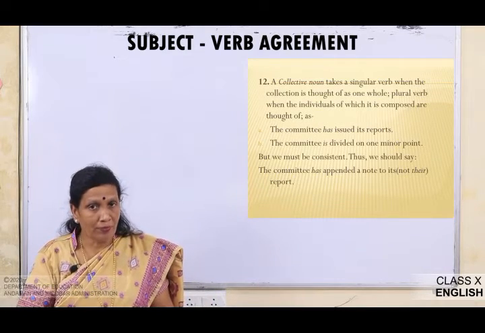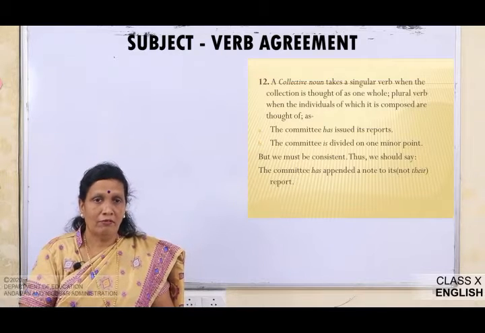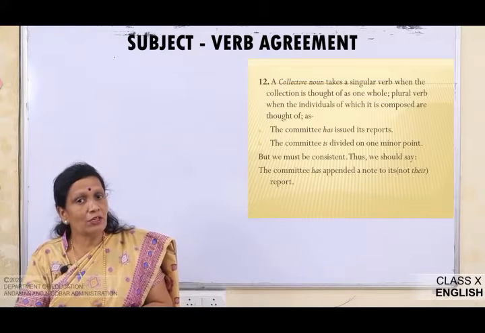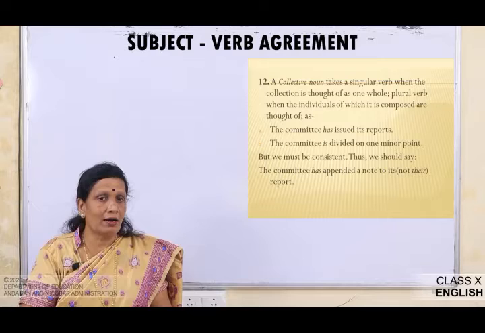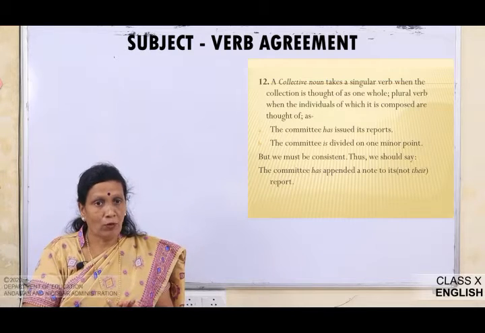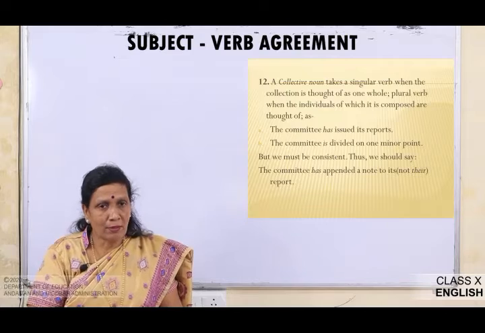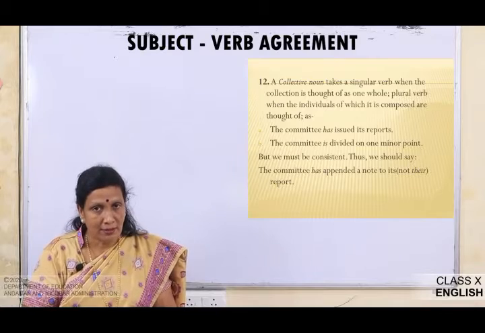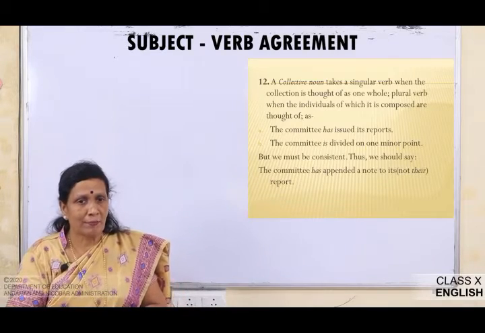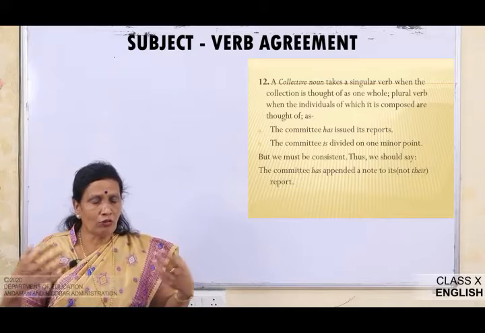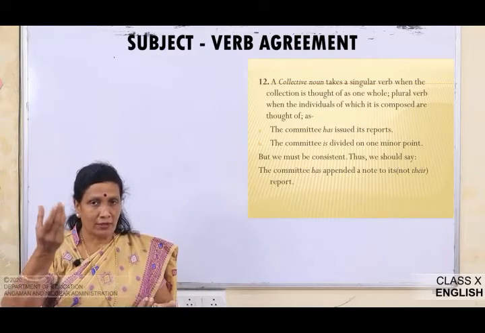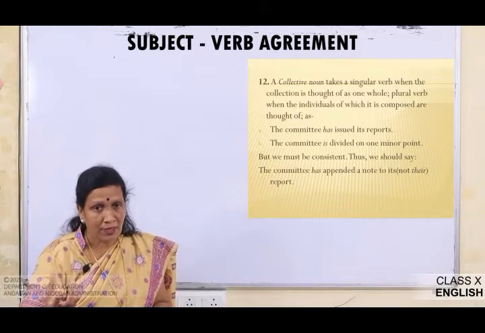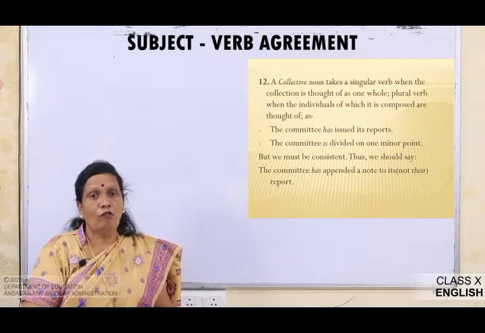A collective noun takes a singular verb when the collection is thought of as one whole, and a plural verb when the individuals of which it is composed are thought of. Okay? You all have studied about collective nouns when we talk of groups of things as a whole. For example, the committee. A committee consists of many members. So, when we talk of the committee as a whole, as one, though there are so many members in the committee, when we talk about the committee as one, then we use the singular form.